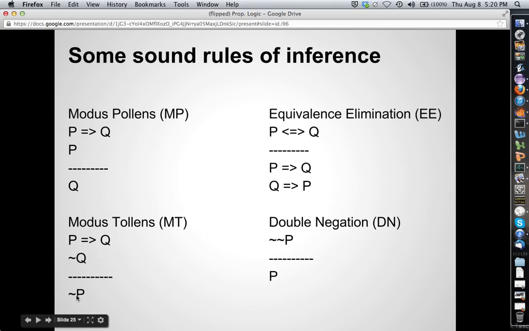Equivalence elimination: if we know P if and only if Q, this actually means that P implies Q and also Q implies P. And then double negation: if we know not not P, we can conclude from that P. So these are sound rules of inference.